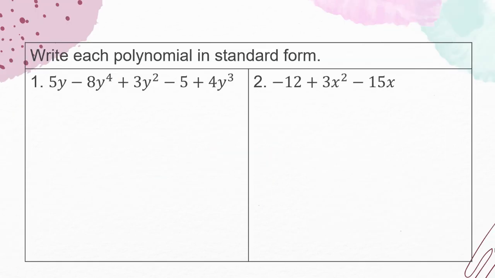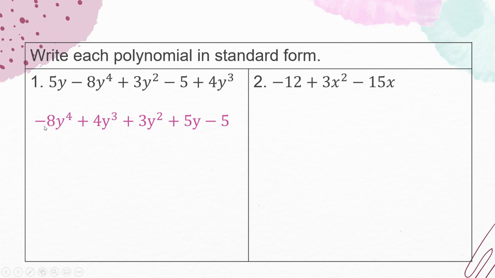So to write this polynomial in standard form, we want to look for the term that has the highest power. So we're looking at the exponents on those variables. The highest one is 4. So this term, negative 8y to the fourth, would want to be the first one. And then we look here, this one is third degree. And then we have a second degree, a first degree, and a constant. And we want to write them in that order.